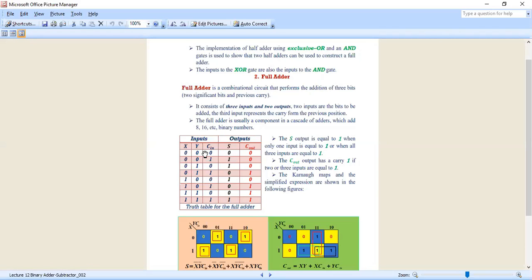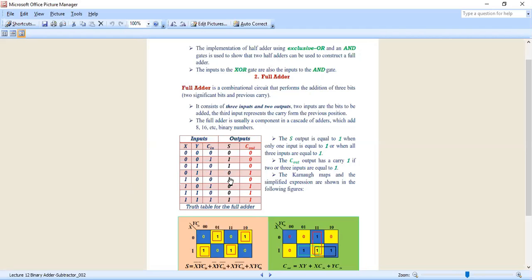So 0 plus 0 plus 0: sum 0, carry 0. Next, 0 plus 0 plus 1: sum 1, carry 0. 0 1 0: sum 1, carry 0. 0 1 1: sum 0, carry 1, because 1 plus 1 is 1 0, that is, it will produce sum 0 and carry 1.